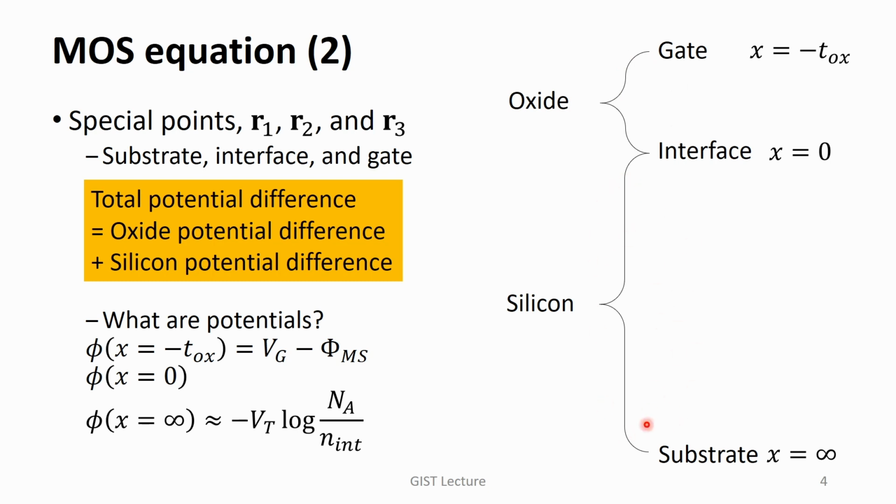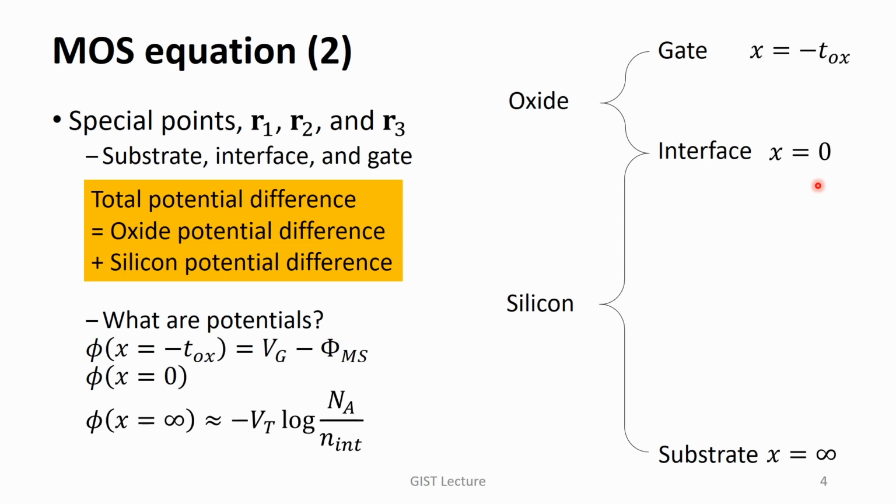Let us introduce the x-coordinate. X equal to minus Tox represents the gate contact. The electrostatic potential can be expressed as Vg minus phi ms. Here, phi ms is the work function difference between the gate metal and the reference semiconductor. The interface is located at x equal to 0.